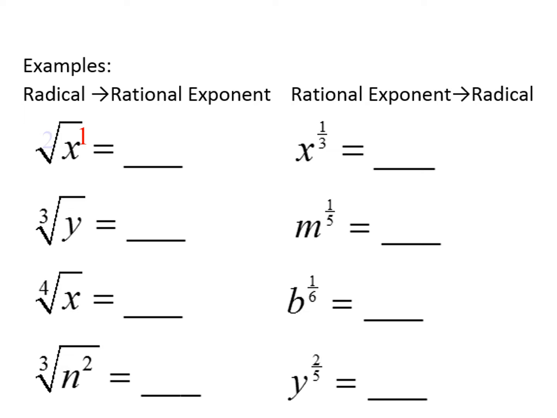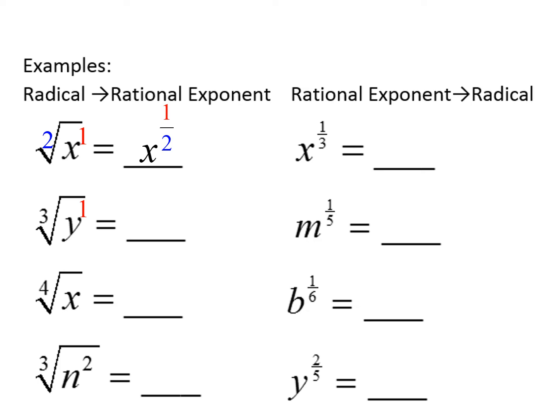So we have the square root of x. First, we know the inside power is 1. There's nothing on the outside, so we know the index is a 2. So if we had to write this as a rational exponent, that means no radical. It is x raised to the 1/2 power. That's radical to rational.